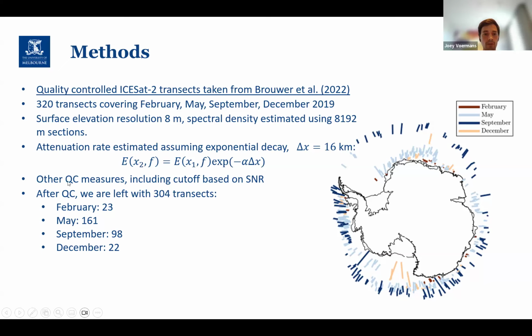And we do some other quality control measures, but I'm not going too much into detail of that. We're left with 304 transects, but most of them are actually in May and September. So what you see on the right is a map of the distribution of the data. These are all the marginal ice zones that are identified in the transects, but we really see that May and September are dominating our data set.